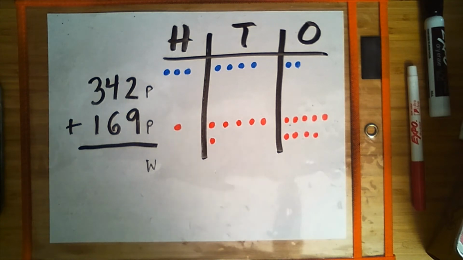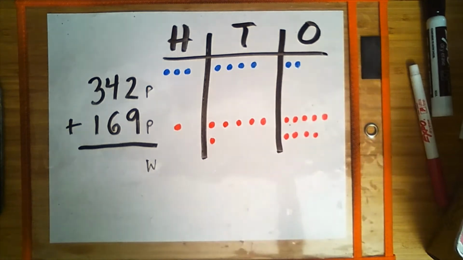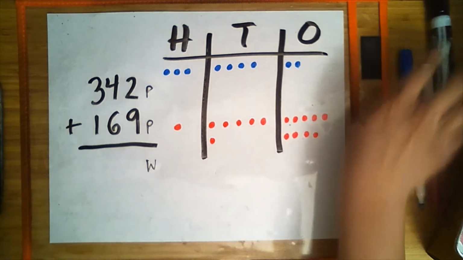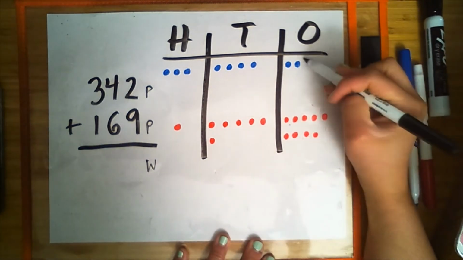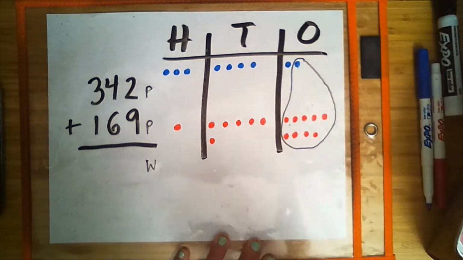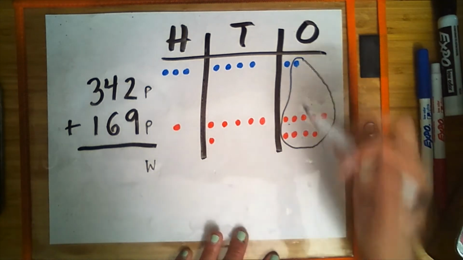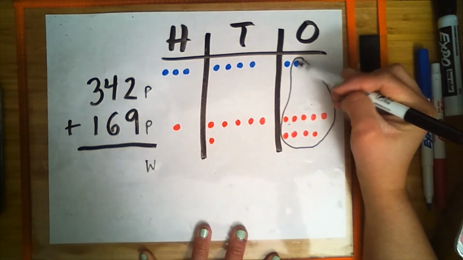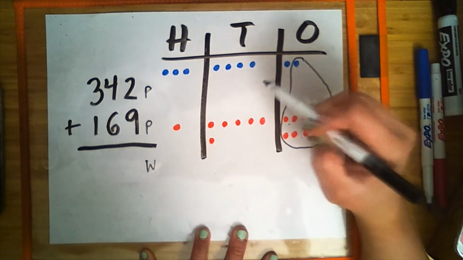I notice that I have 9 down here and 2 up here. That makes 11. Wait, in 11, there's a 10. So I'm going to go ahead and bundle. I'm bundling 10 ones, 9 and 1. Those are partners to 10. I'm going to bundle 10 ones to move into the tens column.